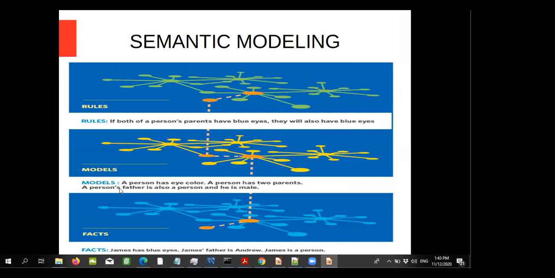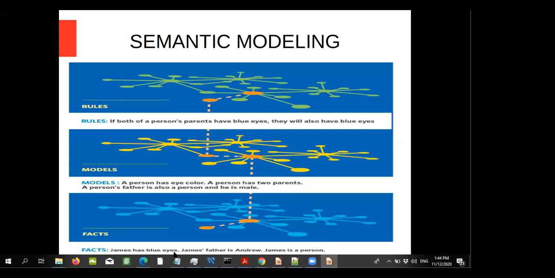Then a model: a person has eye color, okay? So I create the models of a person. A person has eye color, a person has two parents, a person's father is also a person, and he's male. Subject, predicate, object. Subject, predicate, object. Subject, predicate, object. Subject, that subject again, person's father, predicate, he is male. It's simple. And then facts.